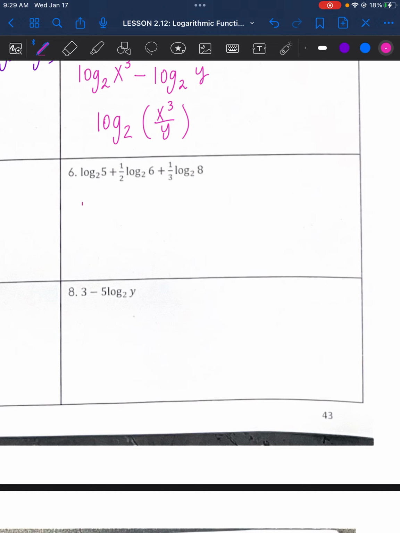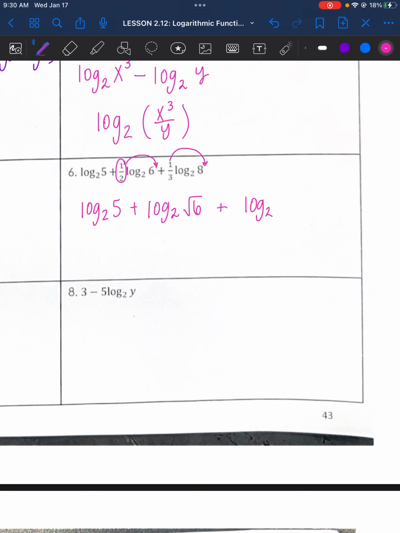Log base 2 of 5, nothing needs to become an exponent. This 1/2 does. We don't generally leave 1/2s as exponents. Remember, a 1/2 power is the same as the square root. So this is the square root of 6 plus log base 2.